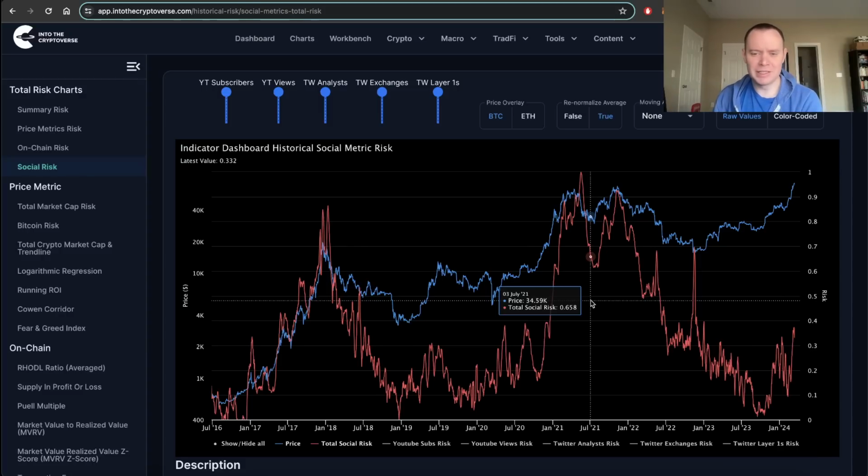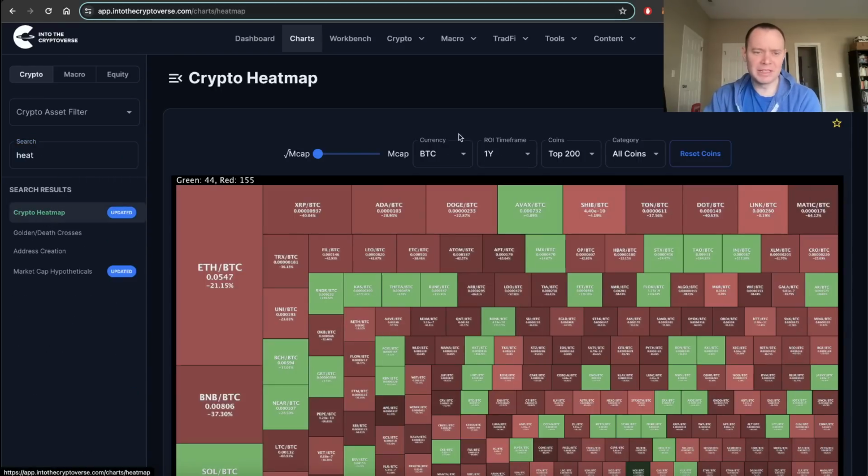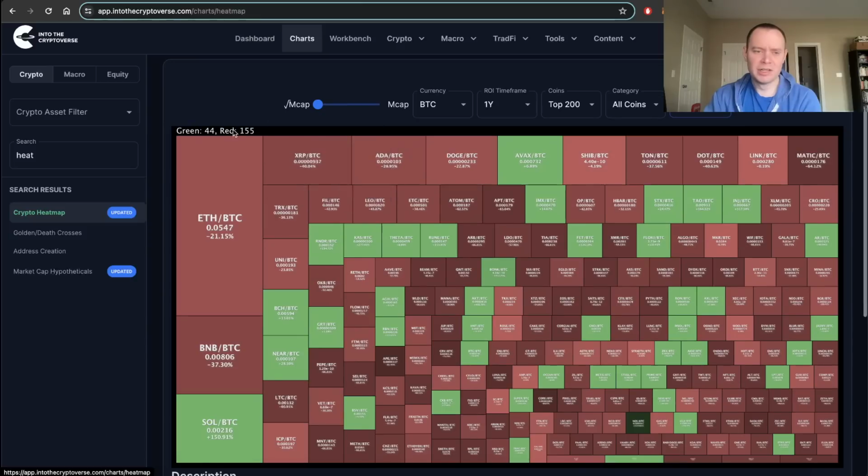Alt Bitcoin pairs. Because again, there's no denying the fact that if you were to go look at, say, a heat map of alt Bitcoin pairs over the last year, most of them have underperformed Bitcoin, right? Most of the altcoins have bled to Bitcoin over the last year or so. You can see that 155 of the top 200 have ultimately bled back to Bitcoin.